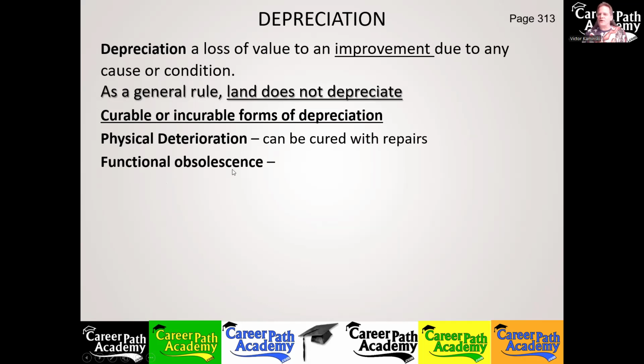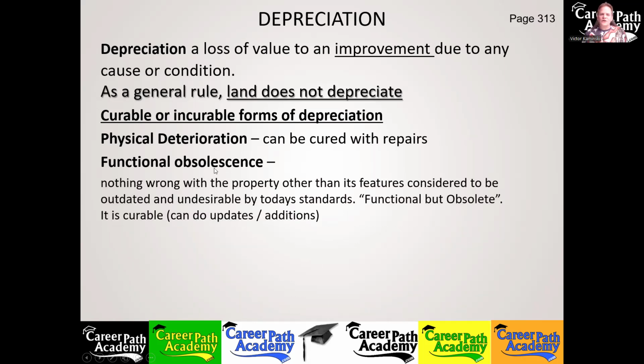So that's just an example of functional obsolescence, but can that be cured? Yeah, you could put in another bathroom, right? Yes. So functional obsolescence means there's nothing wrong with the property other than its features are considered to be outdated and undesirable by today's standards. That 1 bathroom can be big, it can be beautiful, recently remodeled, high end, but it's still just 1 bathroom. So it's considered functionally obsolete by today's standards. People don't want to wait in line to go to the bathroom. So it's functional, but it's obsolete.